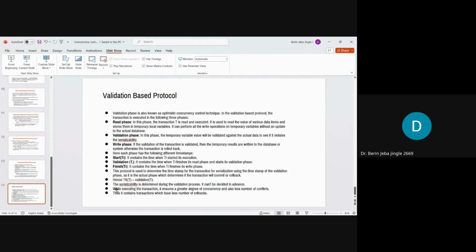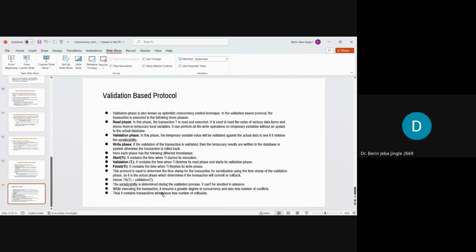So validation depends on timestamp, based on time, the timestamp of the validation phase. The serializability is determined during the validation process. It cannot be decided in advance. It can only be done in the validation process.